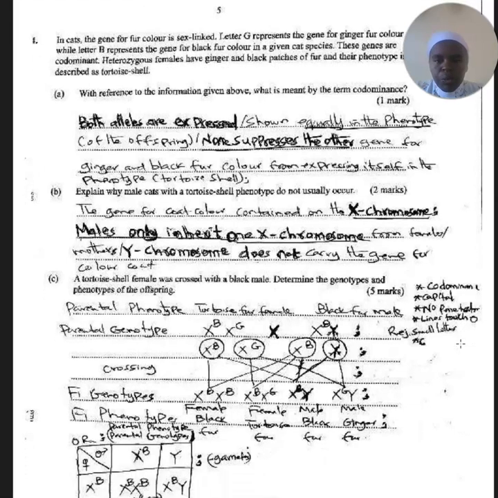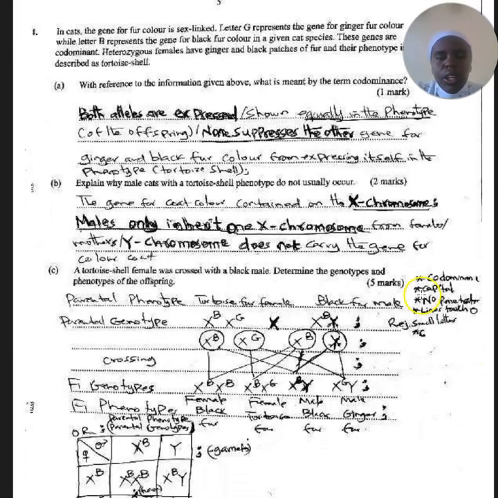Question number 4. You are told that in cats, the gene for fur color is sex-linked. Letter G represents the gene for ginger fur color, while letter B represents the gene for black fur color in a given cat species. These genes are codominant. Heterozygous females have ginger and black patches of fur, and their phenotype is described as tortoise shell.